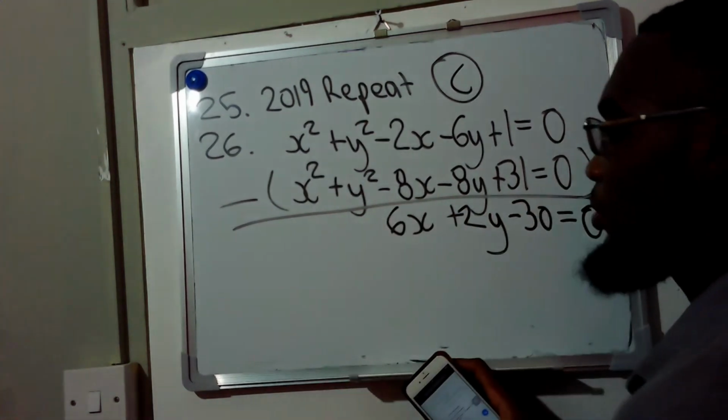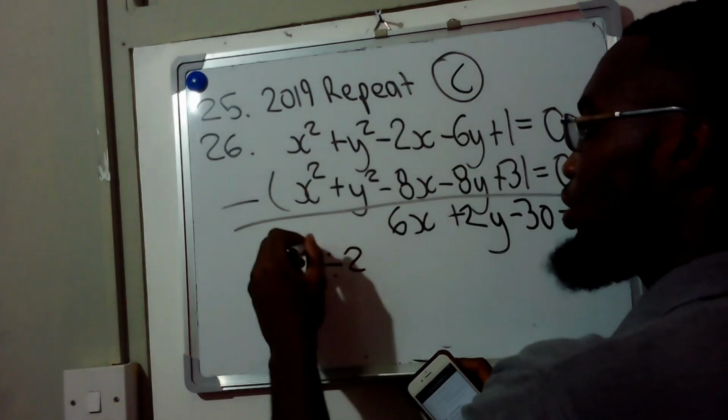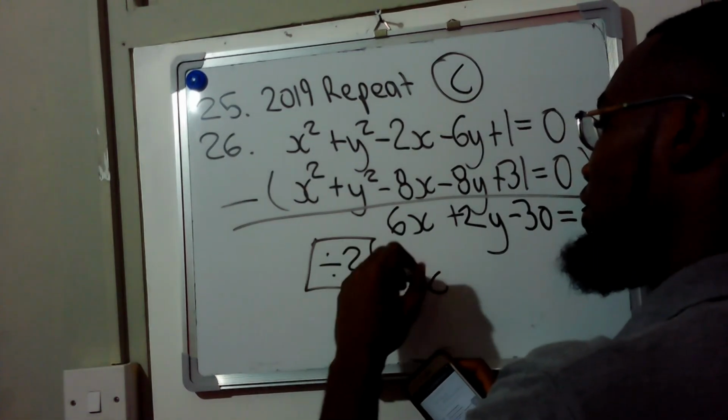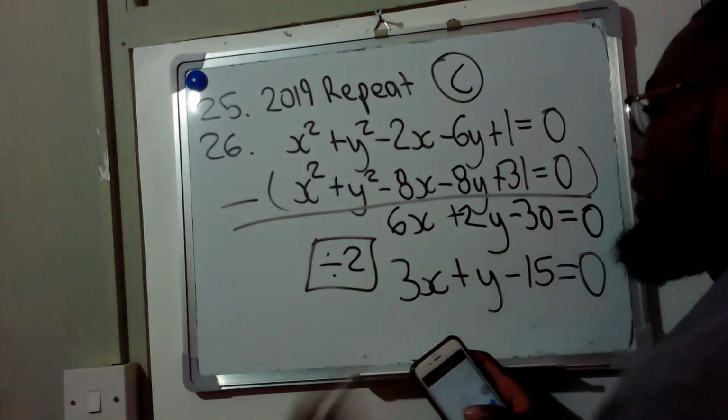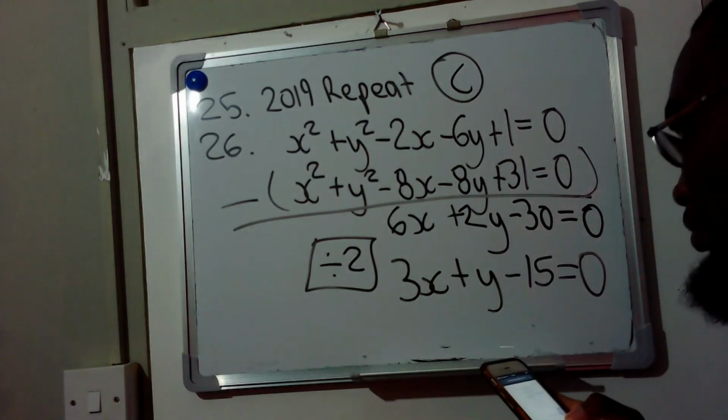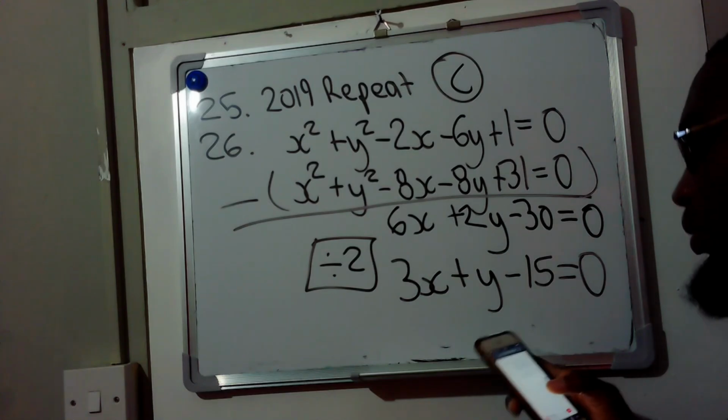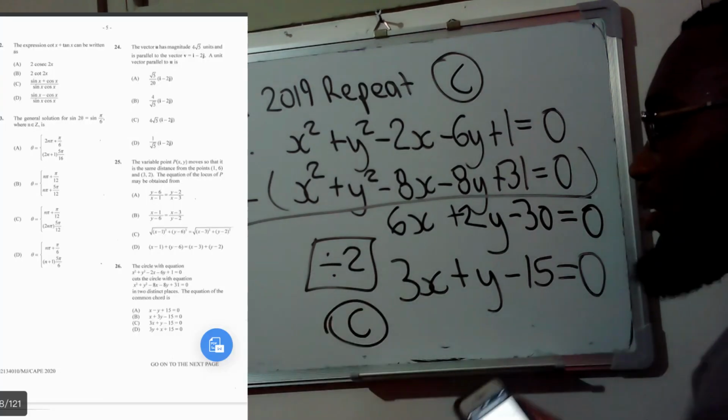So just subtract the two circles. Then we can divide through by 2. So we end up with 3x plus y minus 15 equals 0. That's the answer, 3x plus y minus 15 equals 0. That's option C.